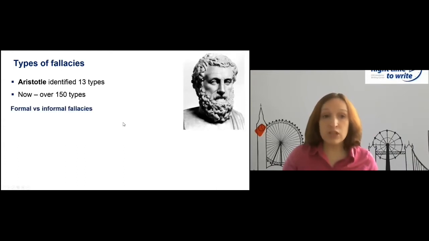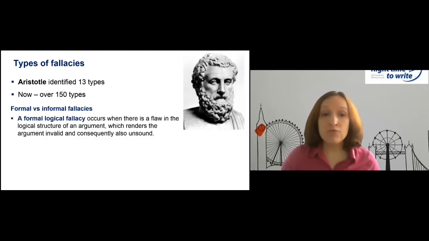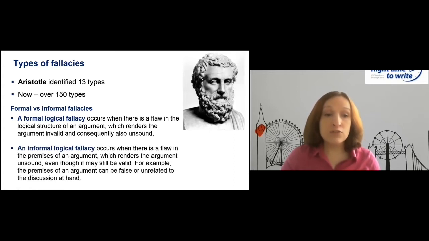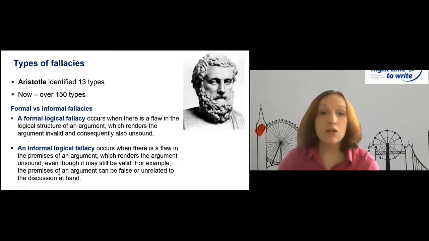But what I have to mention here is that logical fallacies can be divided into formal and informal ones, and formal fallacies occur when there is a flaw in the logical structure, in the logical form of the argument. Whereas an informal logical fallacy occurs when the form is correct, so the argument may still be valid, but it's not sound, usually because the premises are false, or unrelated to the conclusion, or sometimes even to the topic of the discussion in general. And I should say that all the fallacies that we're going to look at today are informal logical fallacies.